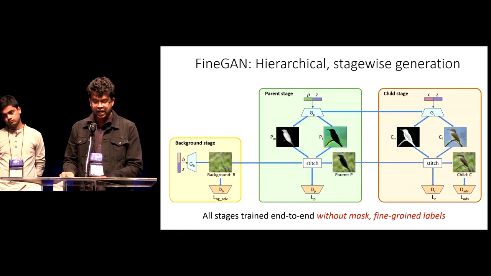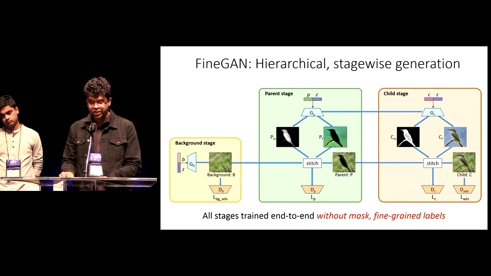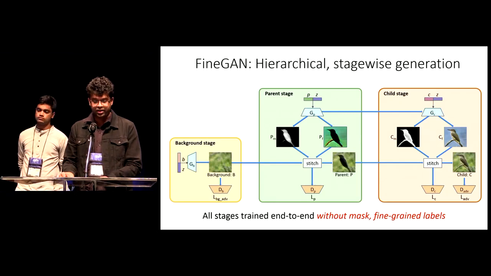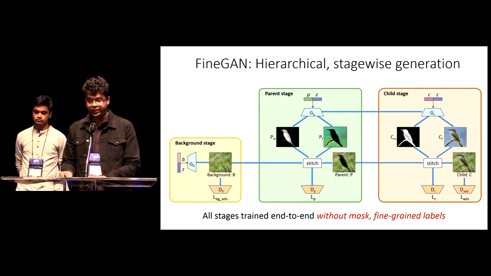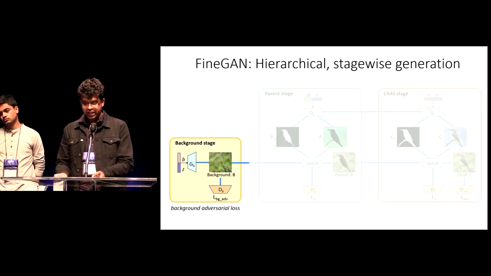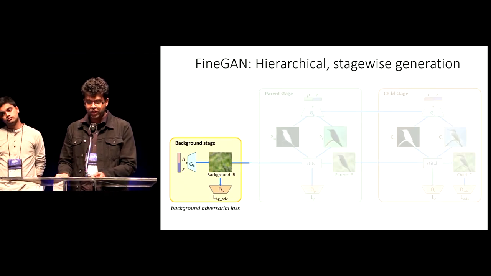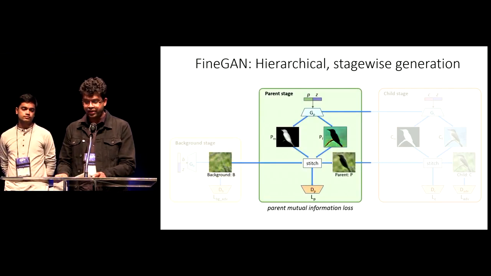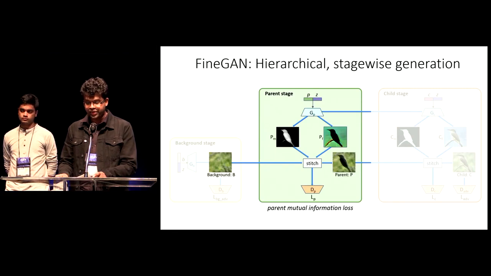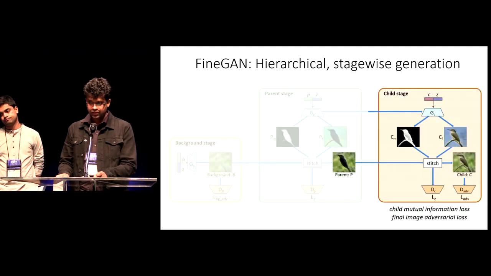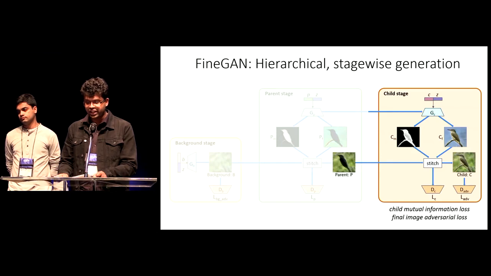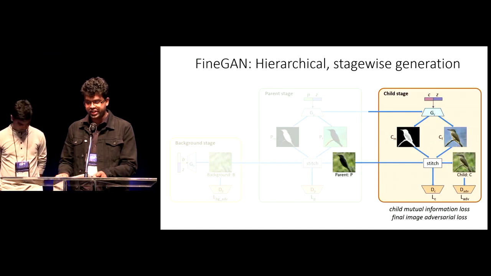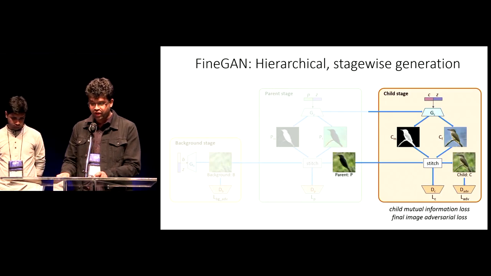This is the overall FineGAN architecture consisting of three stages, all of which are trained in an end-to-end manner to generate fine-grained images without any mask or fine-grained labels. In the initial background stage, a background code and a noise vector generate a background image. The parent stage then takes a parent code and noise vector and generates a parent image capturing the object shape, and a mask which is used to stitch the parent image onto the existing background. Finally, at the child stage, FineGAN takes the child code and generates an image containing the texture details and a new mask to stitch it onto the existing parent image.